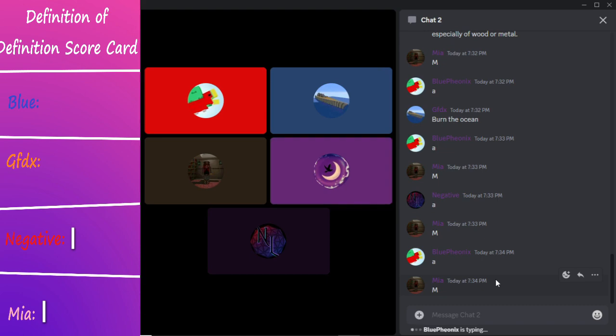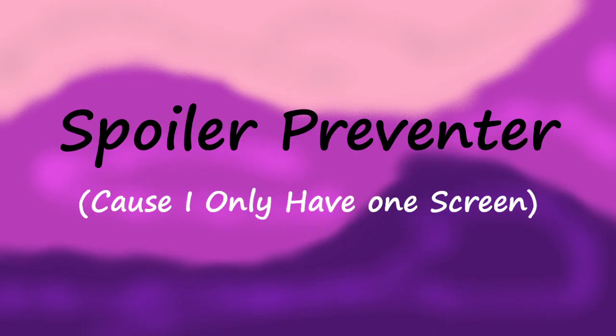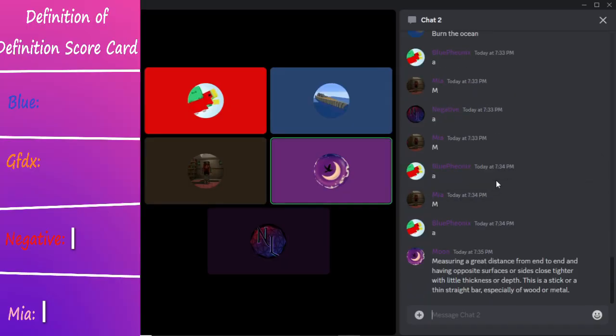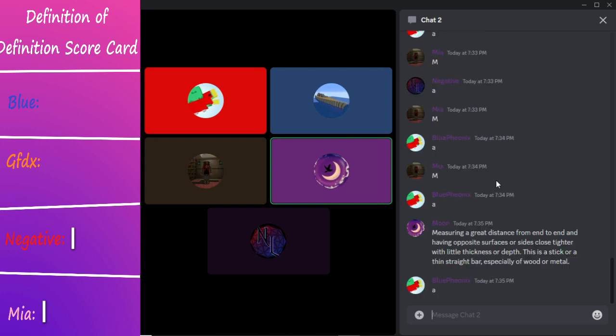Nope. Let me see if I can give you a modified version of the definition that might help. Okay, so one of the words has been added back in, which is stick. So you guys can keep putting in. Okay, Blue? Wand. Yeah! Nice. It is indeed a wand.